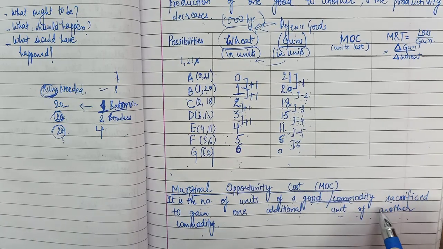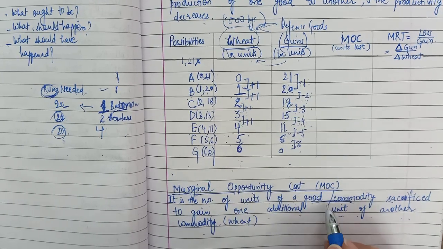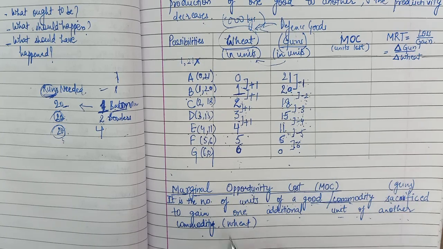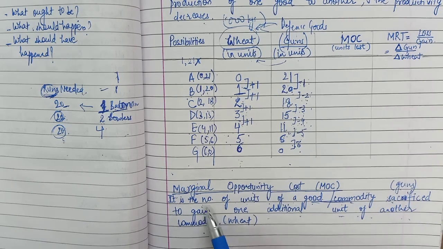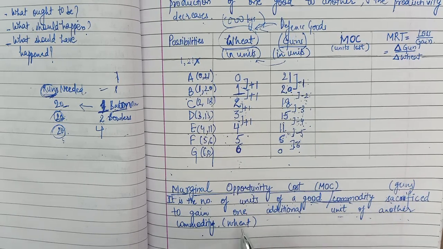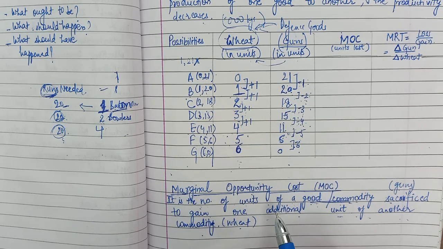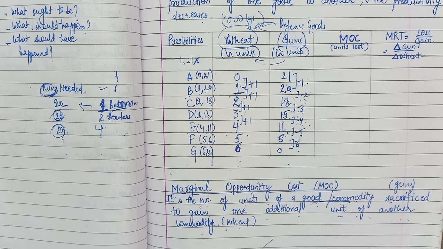And which good are we gaining here? In our case we are gaining wheat. So the number of units of the good sacrificed, which is guns. We can put it this way also: it is the number of units of guns sacrificed to gain one additional unit of wheat. The definition is this. In the definition you will write good, but in our case it is guns and wheat. So the number of units of a good sacrificed to gain one additional unit of another good.